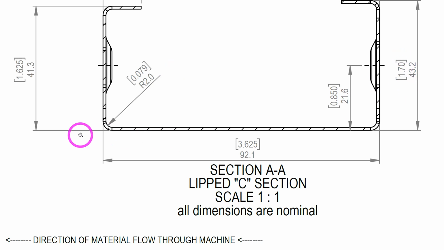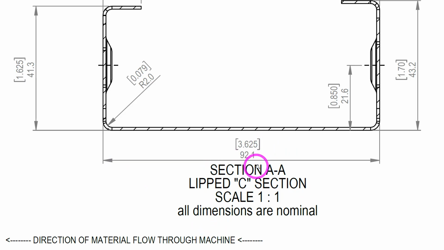Okay. And then of course we have our web. The web is the bottom one. It's the biggest, widest part of the section or stick. It's 3.625 inches. Okay. So when we say 3 5/8 by 1 5/8, that's what we mean.